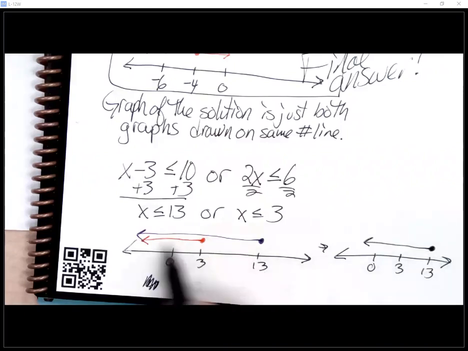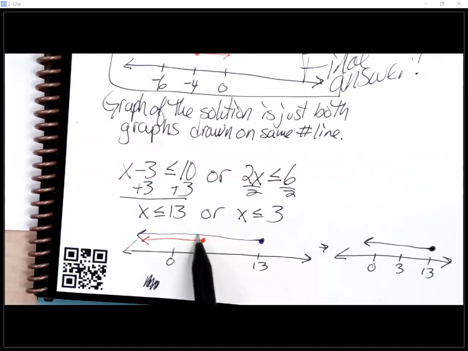It doesn't matter. If I said, give me a number that's less than 13 or a number that's less than 3, couldn't I have just said, give me a number that's less than 13? I don't even need this piece. When it's ors, if I only have to satisfy one of them, couldn't I have just said anything less than or equal to 13? Even if this had been an open dot, it doesn't matter because it would still have a solution right on the purple line.